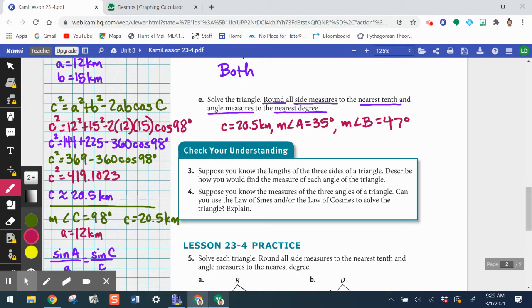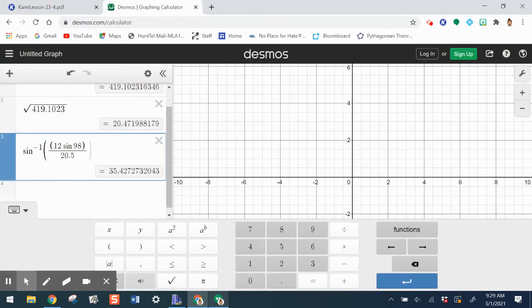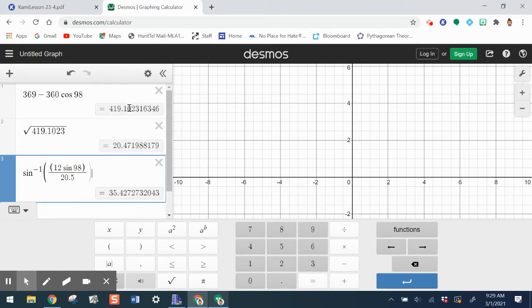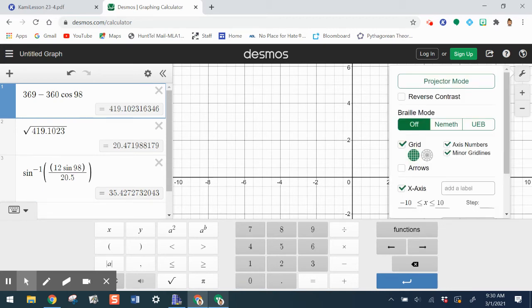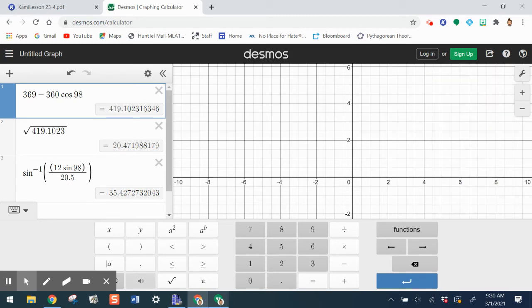So I went ahead and put this in the calculator. And the graphing calculator, being as smart as it is, is going to multiply these two terms first, which is what we needed to do, then subtract that product from 369. So I'm going to show you how I put that in the calculator. Simply 369 minus 360 times the cosine of 98. And if you're using Desmos, make sure you are in degree mode. So I got 419.1023163646.